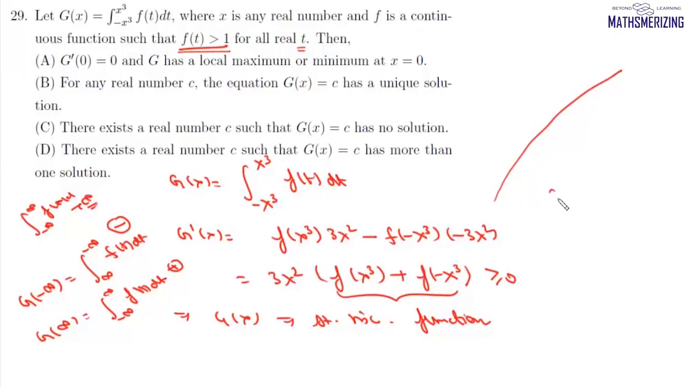So if we consider this condition g(x) = c, then if we draw a line at y = c, this line will intersect the curve every time at one place. So answer to this question is, for any real number c, the equation g(x) = c has a unique solution, and that's your option B.